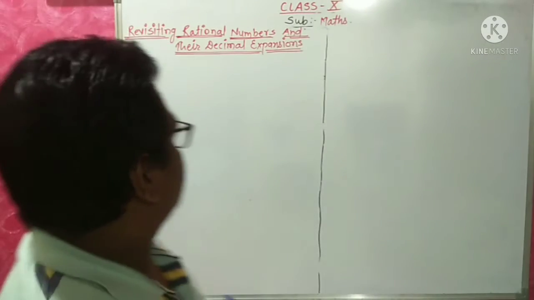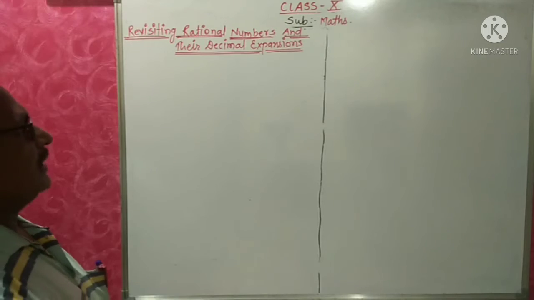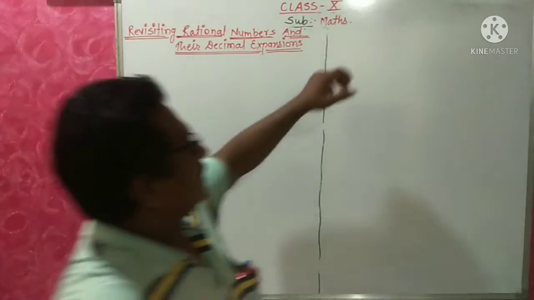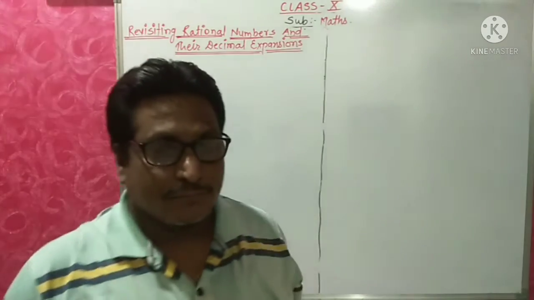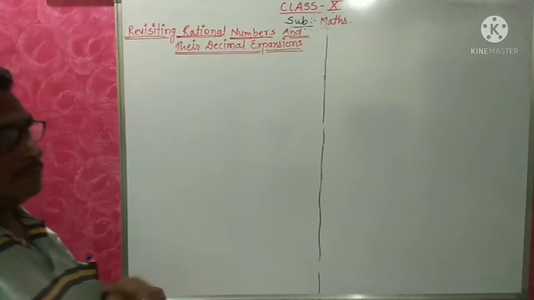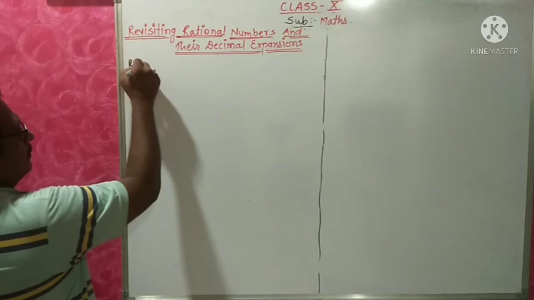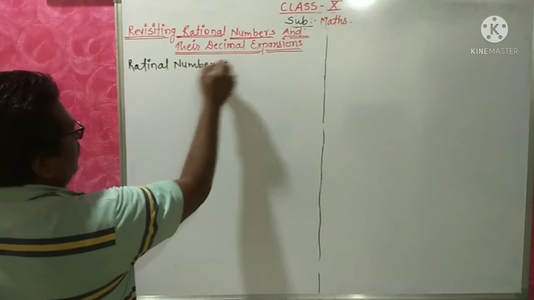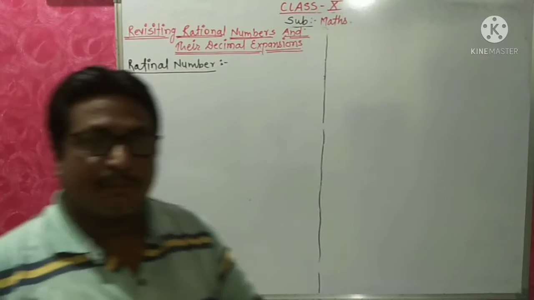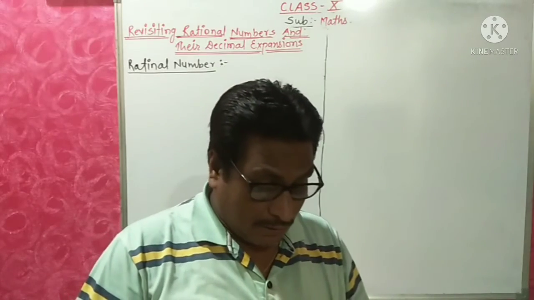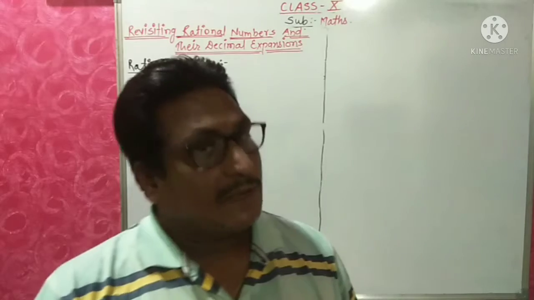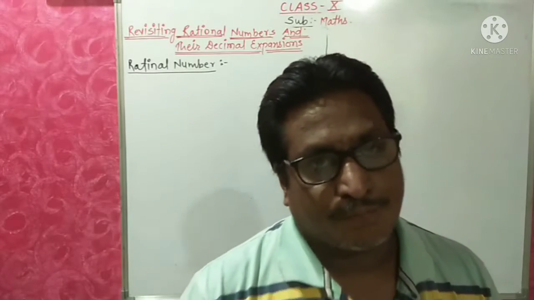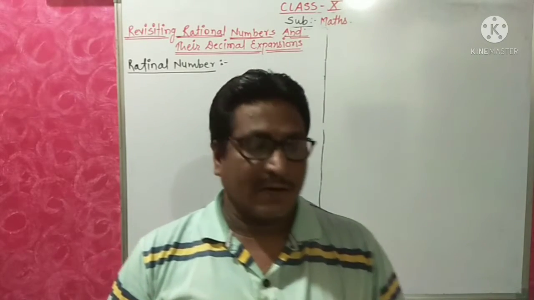Now the next topic is revisiting rational numbers and their decimal expansions. Already we studied rational and irrational numbers. In rational numbers we studied the numbers which can be expressed in the form p by q, where q is not equal to 0. Such a form is called a rational number.